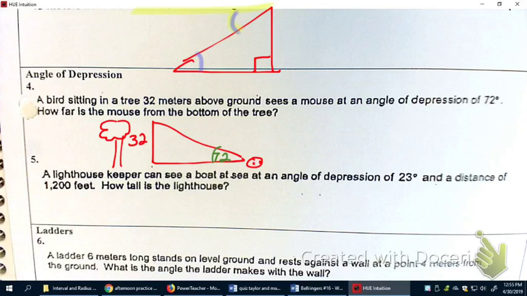It says how far is the mouse from the bottom of the tree? So what do you think we're looking for? That down there. We're looking for how far the mouse is from the bottom. Okay. Let's label our triangle. Luke, where's the 32? What's it going to be? O. Okay. And what's the x going to be? A. So if it's O and A, which one are we going to use? Tan. Good. So we have tangent of 72 equals O over A.